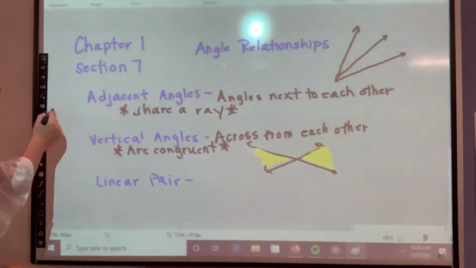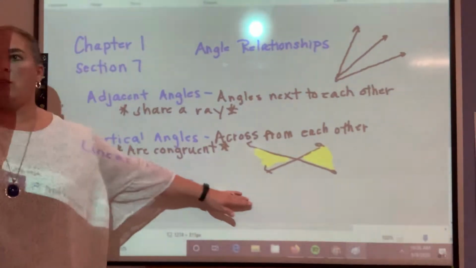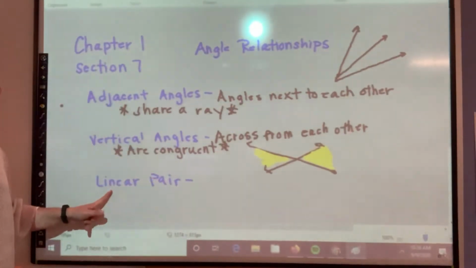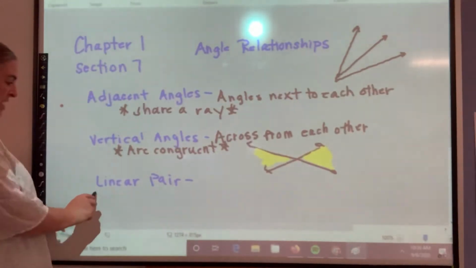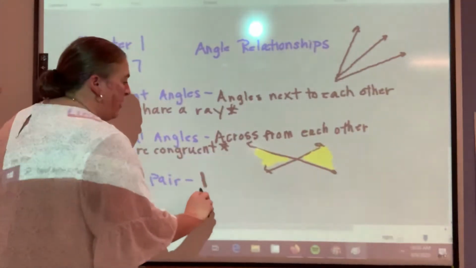So, what about linear pair? They make up a, come on, what's the root of the word linear? Line. They make up a line. So these are two angles that make a line.